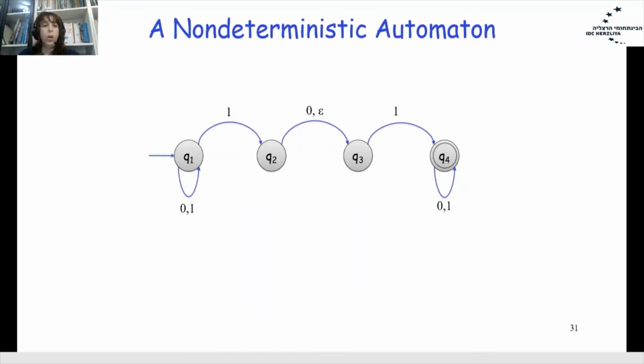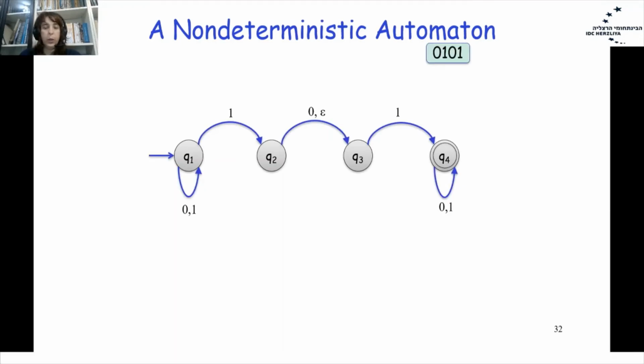Okay, let's see an example. We are given a non-deterministic finite automaton. This automaton has 4 states, Q1, Q2, Q3, Q4. Q4 is an accepting state. How do we know that this automaton is non-deterministic? Please pay attention. For example, in Q1 on 1, I have 2 possibilities: staying in Q1 and moving to Q2. From Q2 to Q3, I have a transition with epsilon, so I can move without reading any input letters. And for example, in state Q3 on 0, we have an undefined transition, so we don't know where to move.